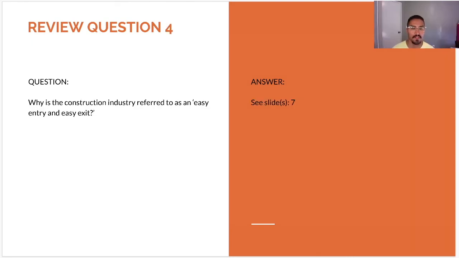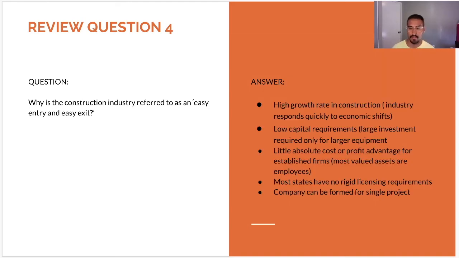Question 4. Why is the construction industry referred to as an easy entry and easy exit? This one's a little bit more straightforward and it can be found in slide 7. So there's multiple answers to this. When there's high growth rate in construction, the industry responds quickly to economic shifts. There's not a lot of capital required to enter this industry, and large investments are only required for larger equipment. There's also little absolute cost or profit advantage for established firms. This means that established firms that have been around for a while don't necessarily have an edge over new firms because the most valued asset are the employees. Also, most states have no rigid licensing requirements, and companies can be formed for a single project.